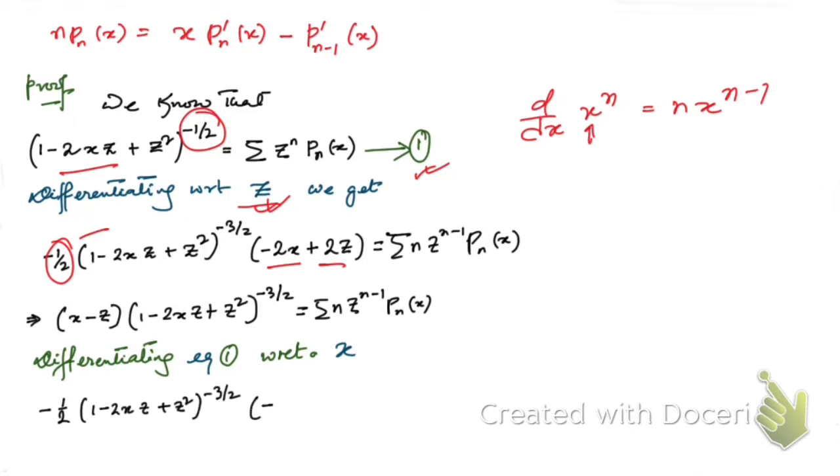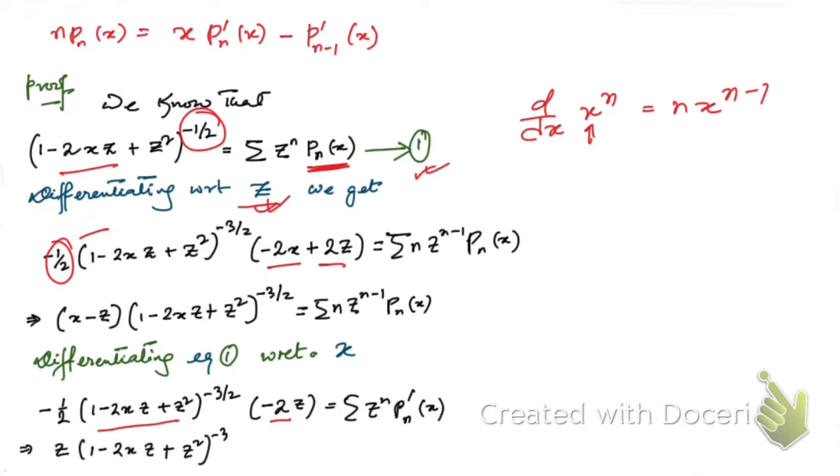Again, this is a function of a function. That's why if you differentiate it again with respect to x, here you will get minus 2z. On the right hand side, the summation z to the power n will remain the same as we are differentiating with respect to x. Then Pn of x on differentiating will be Pn prime of x. If you simplify this, this half and this two cancel, so that's what we have got.